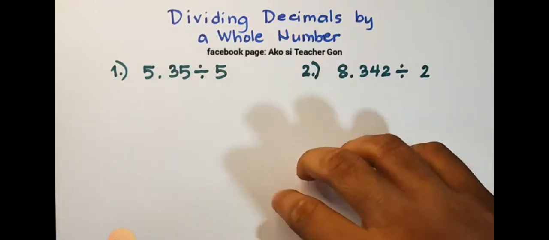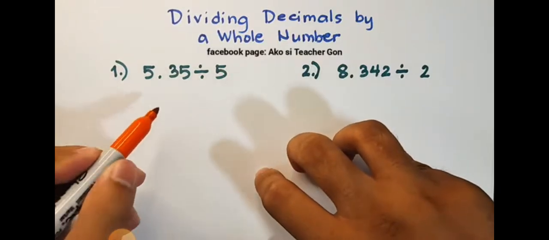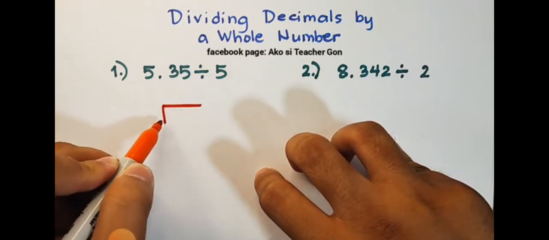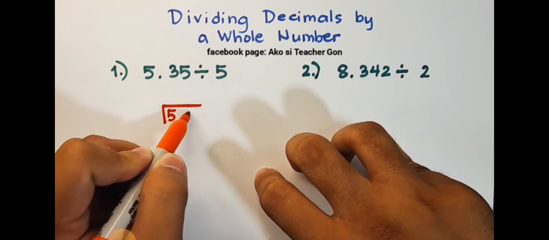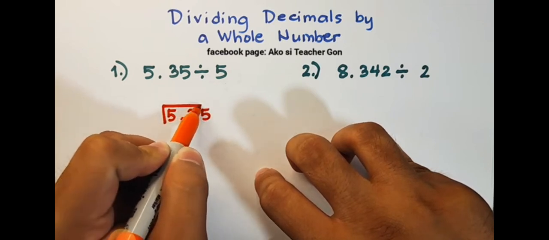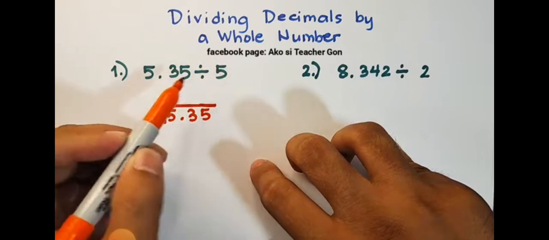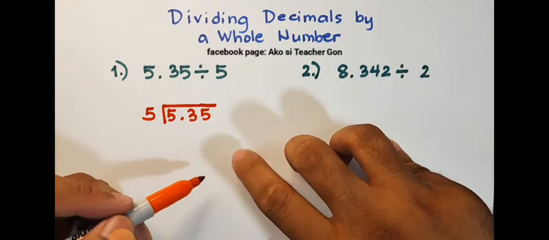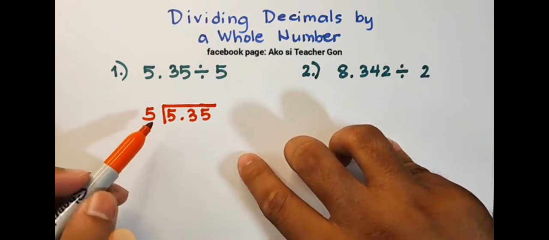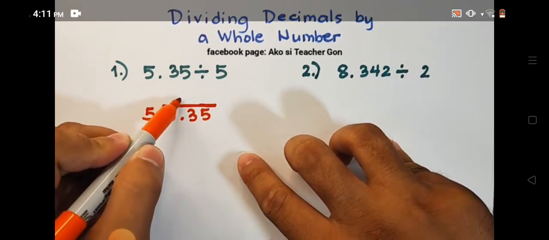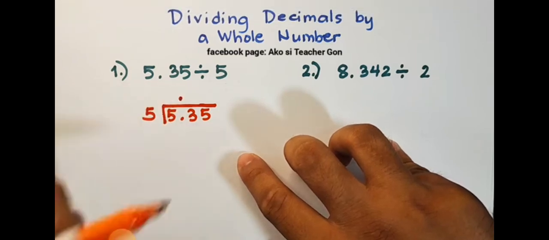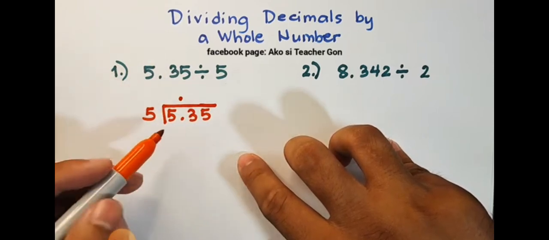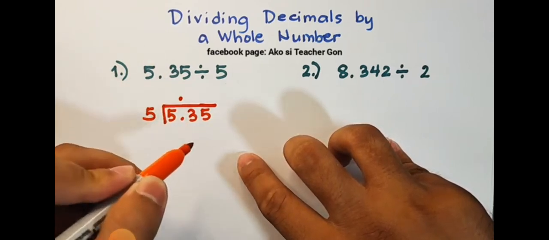So first, we will write this in long division form. Inside this part, we have 5.35. So I need to extend this, and your divisor will be placed outside. Now, if you're dividing a decimal by a whole number, you can directly bring up your decimal here because this will be the place of your decimal point when you get the quotient of your example. Okay, you can automatically bring up your decimal point.